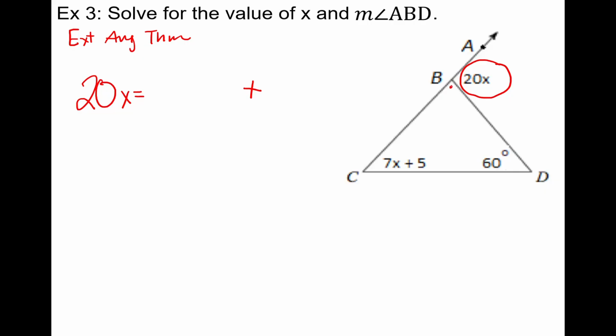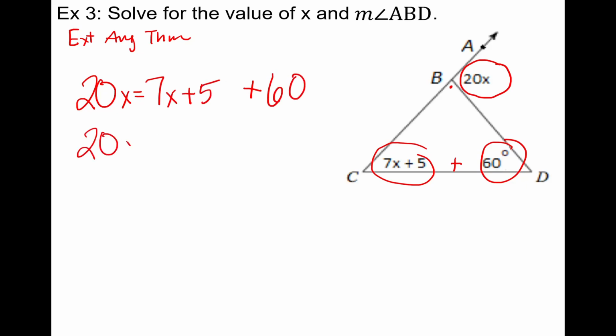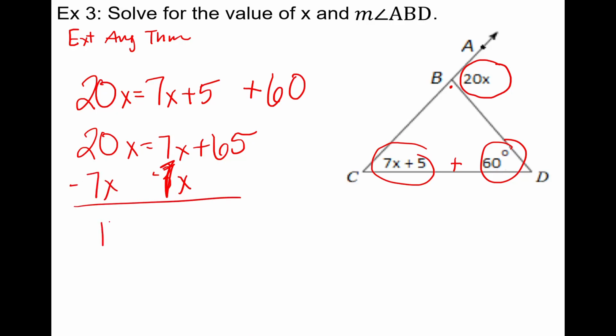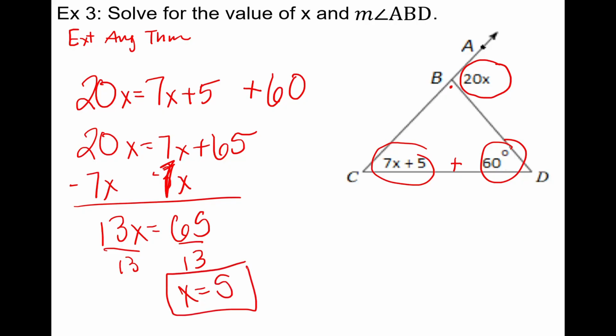So this angle is the adjacent interior angle to that 20x. They want to take 7x plus 5 plus 60, the two non-adjacent interior angles. 7x plus 5 plus 60. So we get 20x is equal to 7x plus 65 when we combine our like terms. Oops, get all of our x's on one side. 20 minus 7 is 13x, which is equal to 65. Divide by that coefficient to get our final answer. 65 divided by 13 is 5.